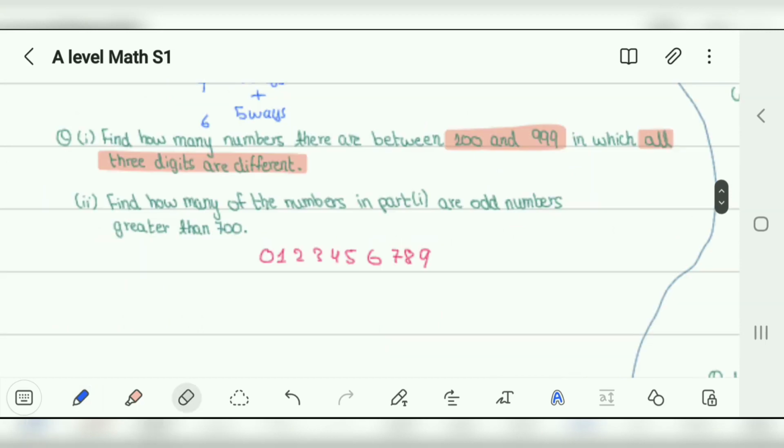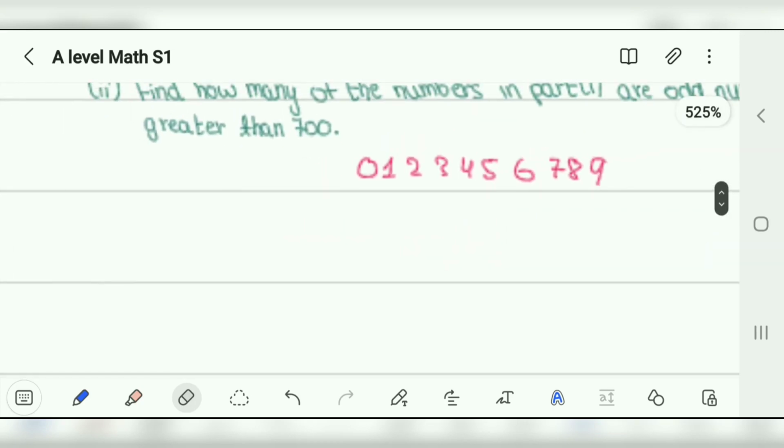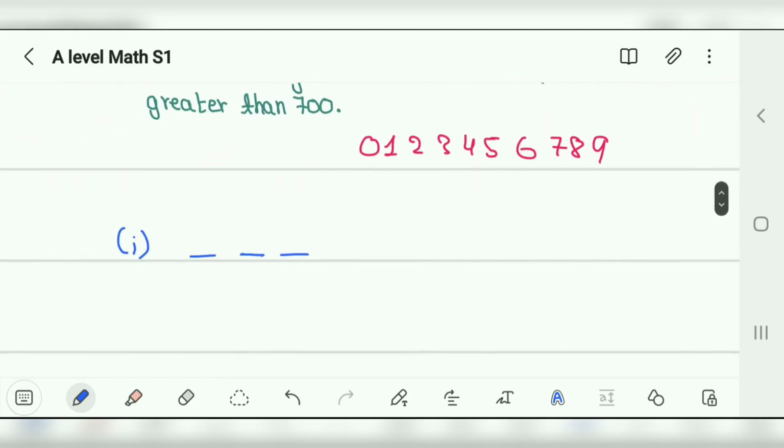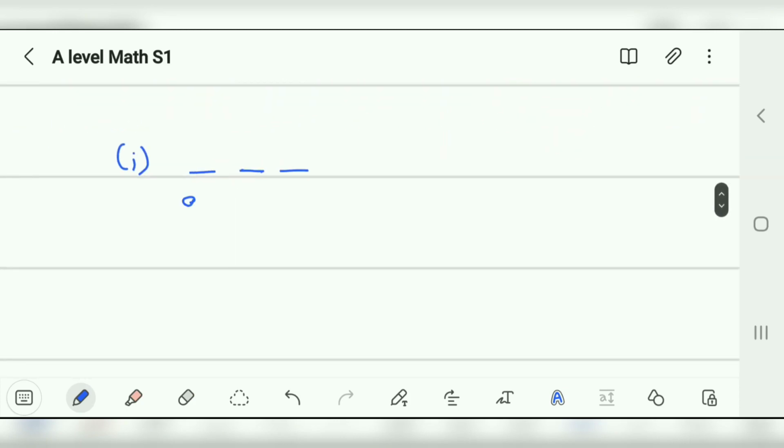Moving to another question. They are between 100 and 999, in which all 3 digits are different. Each and every one of the 3 digits is different from the others, which means there are no repetitions in the digits of the numbers we are going to select. Let's start with part 1. So 3 digits. First of all, it says between 100 and 999, 1 to 9. So this is going to be 9C1.